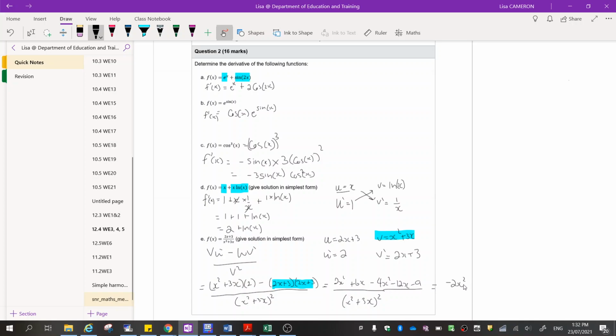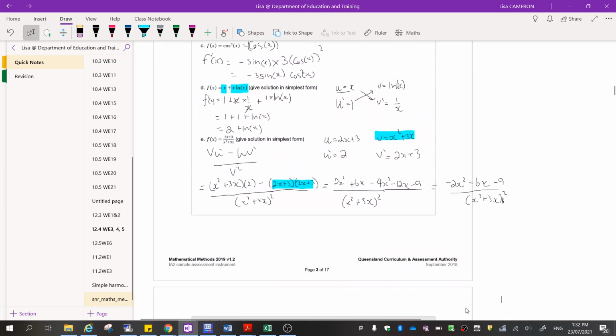Okay, so from there now I can group my like terms. So 2x squared minus 6x minus 9 all over x squared plus 3x plus 3x squared. Now, this is where I would normally be looking for a trick, because if I think that I could factorize this to be the same as the bottom, I can knock out one of the brackets. But I've already tried it on this one and you can't. So that's the trick to look out for in your external exams.